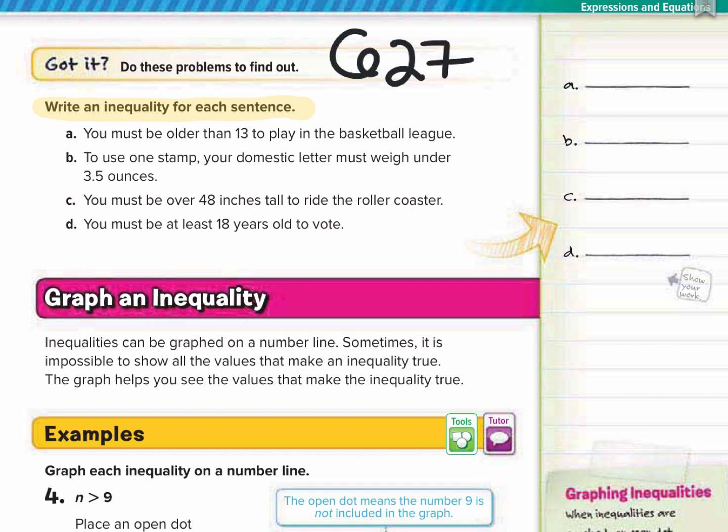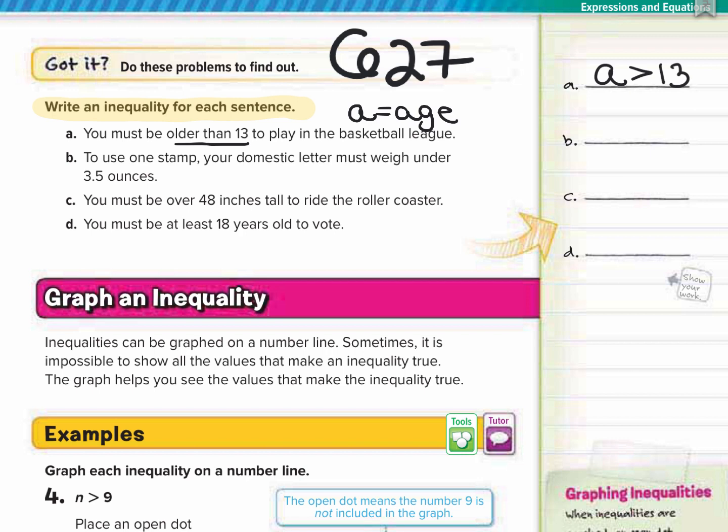Part A says, you must be older than 13 to play in a basketball game. So if you have to be older than 13, that means we could say A is going to represent your age, and the way that you would write that is A is greater than 13. Your age needs to be greater than 13 to play in a basketball league.